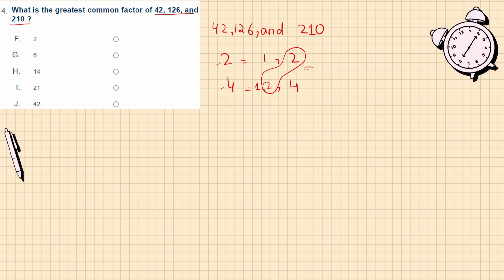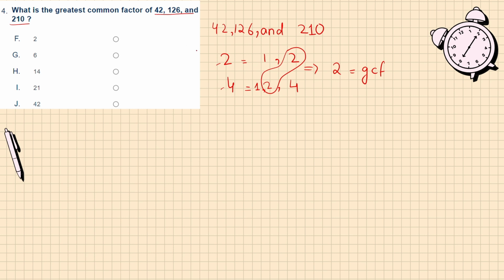So we can say that 2 is the GCF. GCF means greatest common factor, the common factor that both or all the numbers share. Okay, so let's say 42, 126 and 210. For smaller numbers it is very easy to find the greatest common factor.